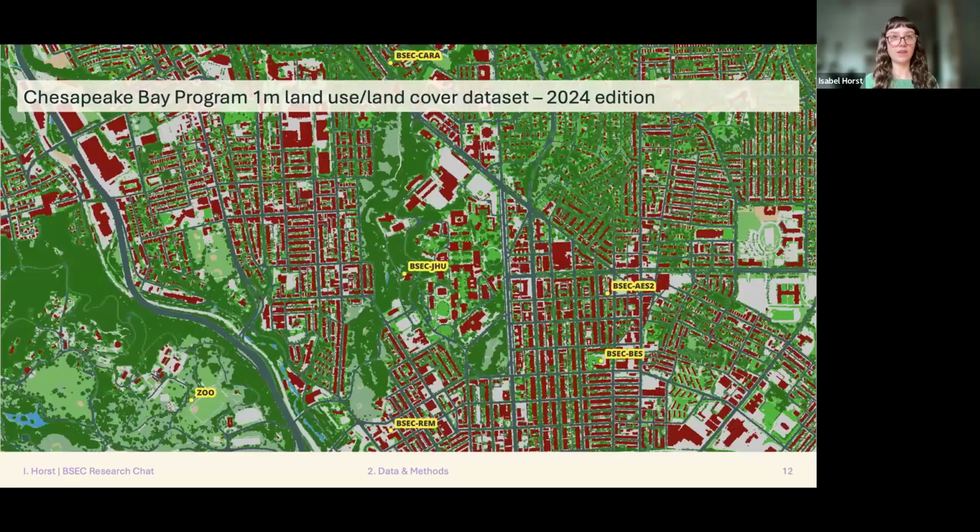Then I'm also using a land cover data set from the Chesapeake Bay program. So this is a snapshot of what it looks like. It's very high resolution at about 1 meter. This is it zoomed into the Hopkins campus, but this data set exists for the whole state of Maryland.